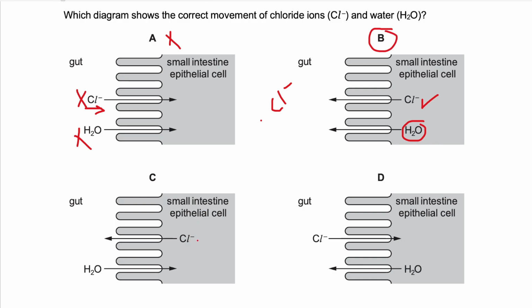Option C, again, the direction of the chloride ions is right, but the direction of the water molecule is wrong. Why? As we mentioned, now we have low water potential outside. So how will the water go inside? So this is wrong. Let's see option D. The chloride ion direction is wrong, even if the water direction is right. So again, the right answer here is B.